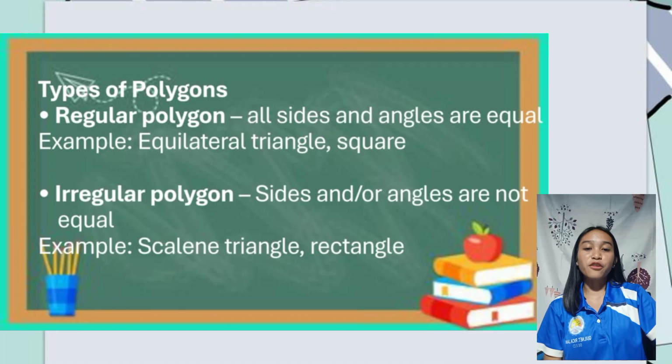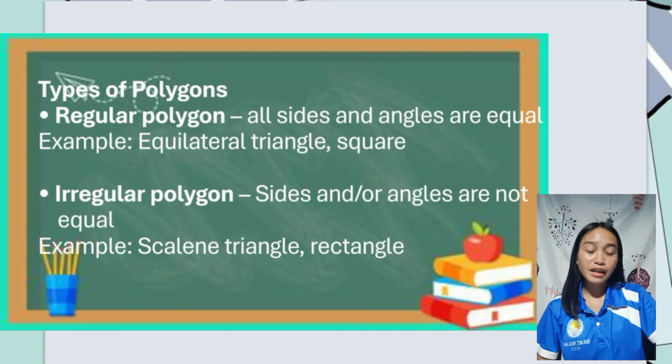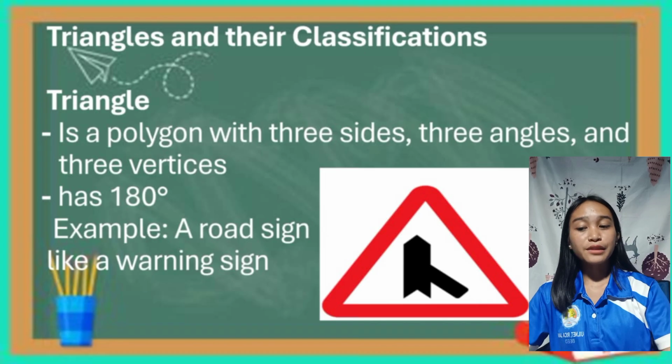And there are types of polygons. First is regular polygon. This is where all sides and angles are equal. For example, an equilateral triangle and a square. Another is irregular polygon. Sides and or angles are not equal. For example, a scalene triangle and a rectangle. Now, let us proceed to triangles under classification.